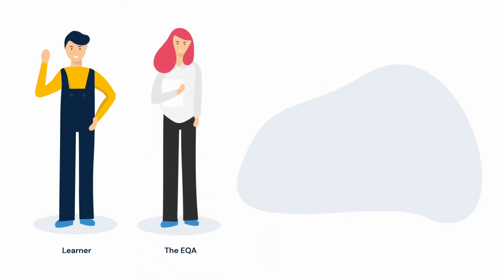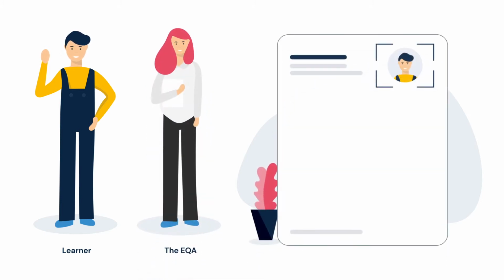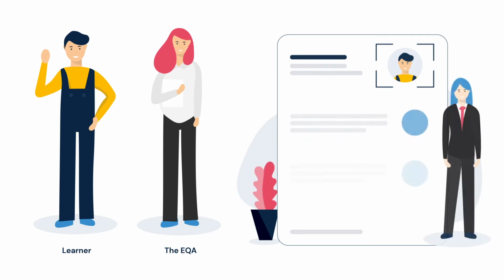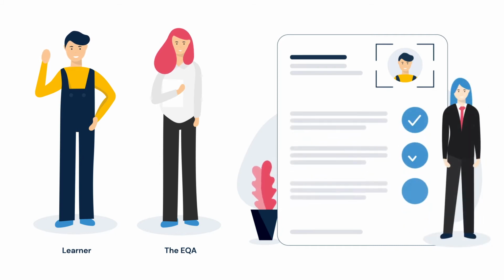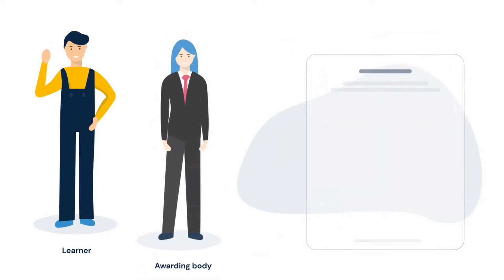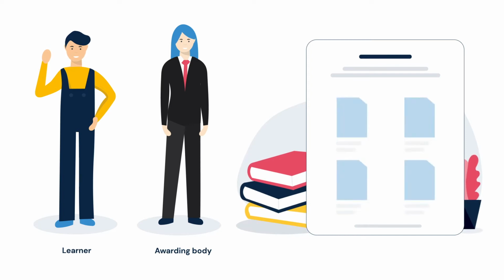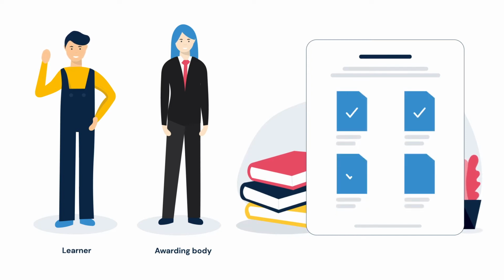The EQA. The external quality assurer is a representative of the awarding body. Their role is to ensure that we at Paddeco are undertaking the assessment and verification process correctly. And finally, the awarding body develops and certifies the framework, unit and qualifications that Paddeco provide.